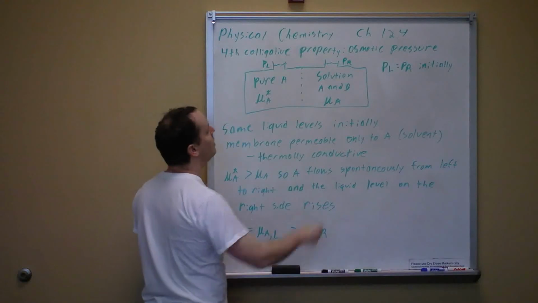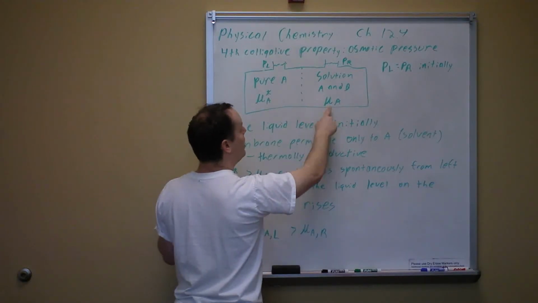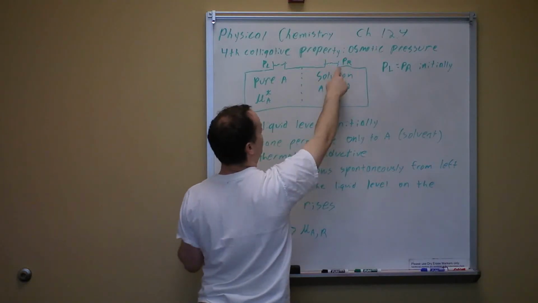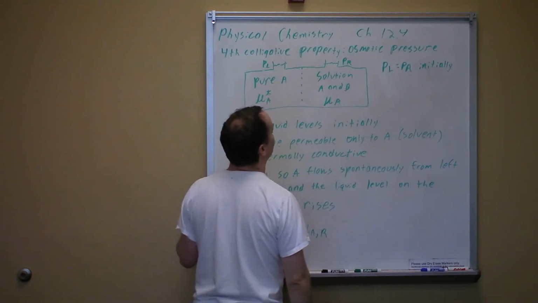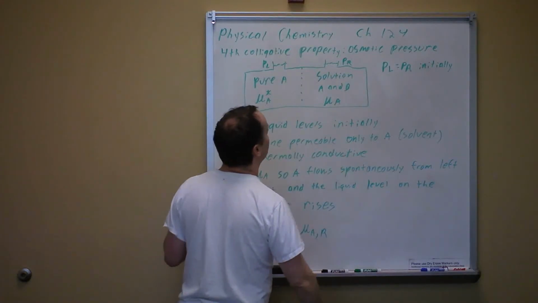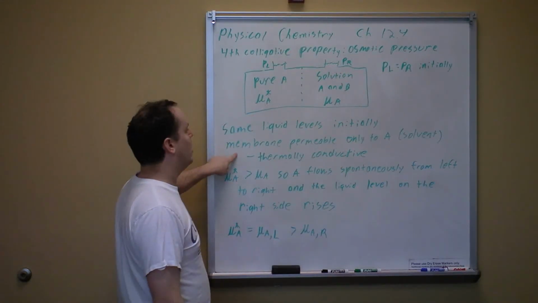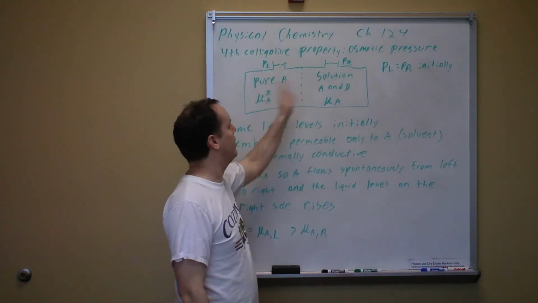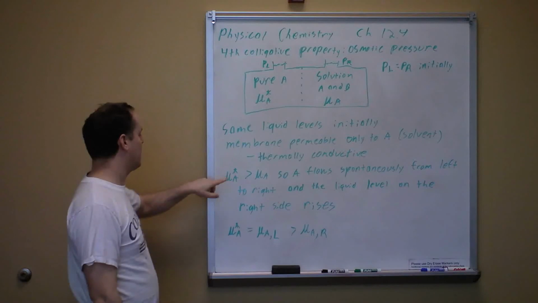It's a two-component system. So the A over here has chemical potential just mu A. And then there's a certain pressure here, that's the pressure on the right side. We're starting out initially with these two levels the same, and the pressures are the same. Also, this membrane is thermally conductive, so they're in thermal equilibrium also.